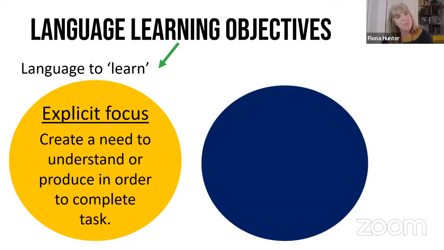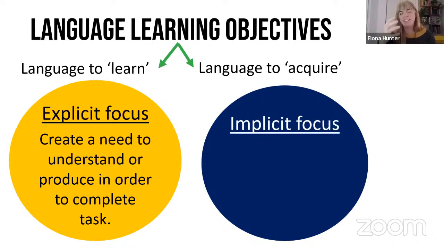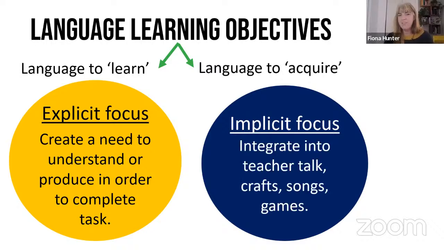But I also think about language that they can acquire. What do I mean by that? I mean that there's an implicit focus. I'm not necessarily expecting that children are going to produce this language, but I'm being very intentional about the language I use in my teacher talk and in the way I conduct craft activities and the way I do storytelling, so that the children are getting exposed to it.